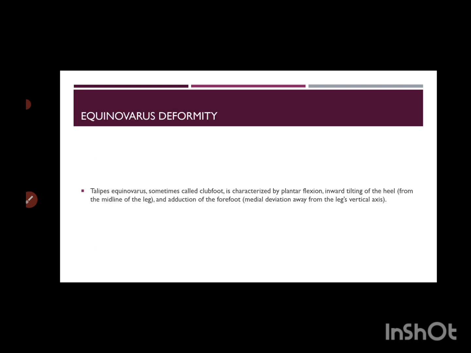Let us see what is equinovarus deformity. It's also called as talipes equinovarus, sometimes referred to as clubfoot. And this is characterized by plantar flexion. As I told, equinus means increased plantar flexion, and varus means inward tilting of the heel from the midline. And there can be associated adduction of the forefoot, that is medial deviation of the foot away from the vertical axis.